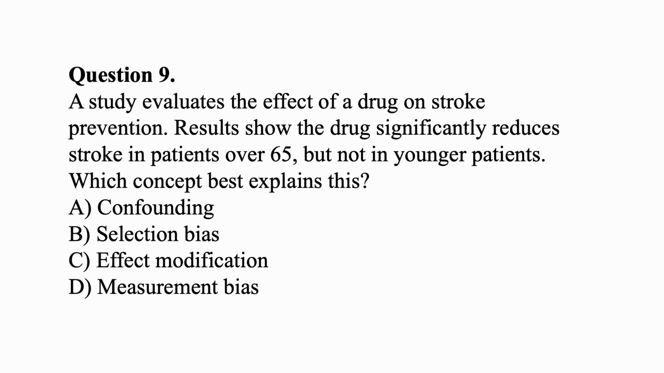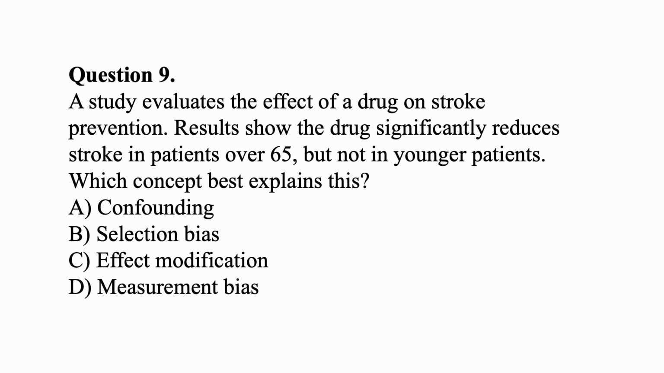Question number 9. A study evaluates the effect of a drug on stroke prevention. Results show the drug significantly reduces stroke in patients over 65, but not in younger patients. Which concept best explains this? A. Confounding, B. Selection bias, C. Effect modification, or D. Measurement bias.